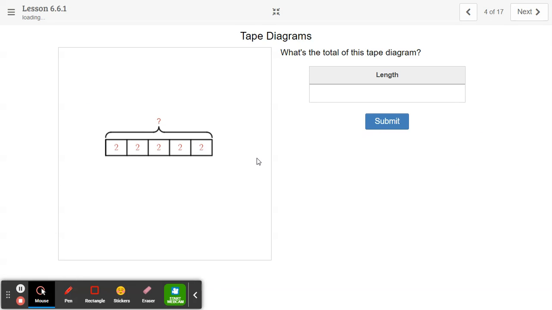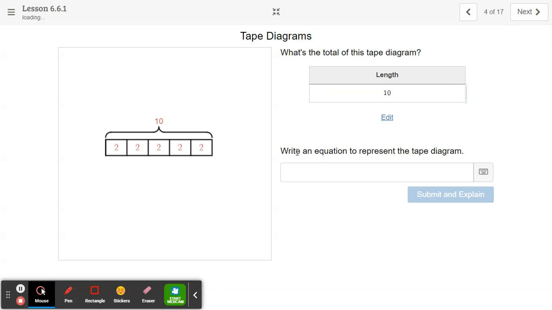For this slide, we are being asked to tell what's the total. The total is all the boxes together in this tape diagram, and I know that there's 2, 4, 6, 8, 10. So the total is 10. And write an equation to represent it. This was actually an equation that we had just seen on the last page. So I know that it's 2 times 5, and I'm using the dot. It says equation. Equations always have an equal sign and what it equals.